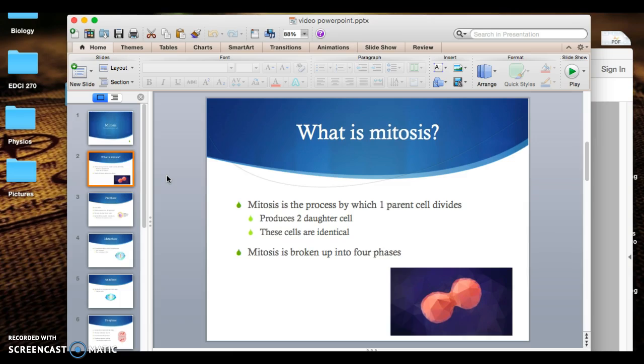So what exactly is mitosis? What's the point? Mitosis is the process by which a cell divides: one parent cell divides and produces two daughter cells that are identical. This is very important for you to remember. It produces two daughter cells that are genetically identical. And mitosis is broken up into four phases.